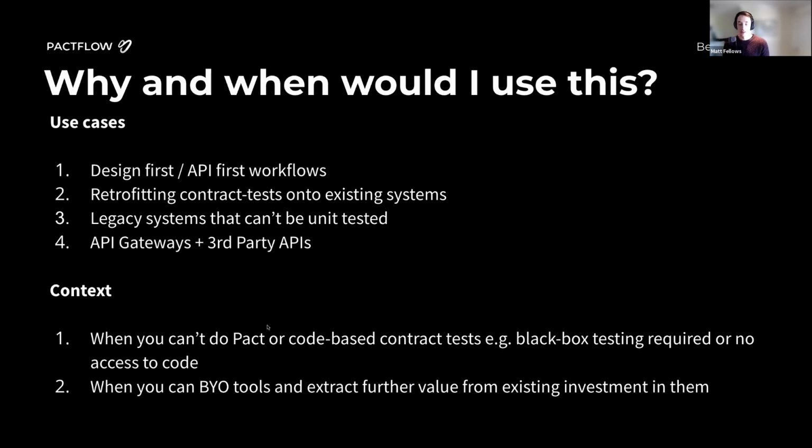In terms of context, as we said before, when this might be appropriate, when you can't do Pact or those code-based contract tests. So maybe you need to do black box testing, or you've already got those tools in place. That's a context that's useful here. And of course, as I said before, when you can bring your own tools and you've already got a rich investment in those products and tools, you might want to do that to be able to leverage that investment.